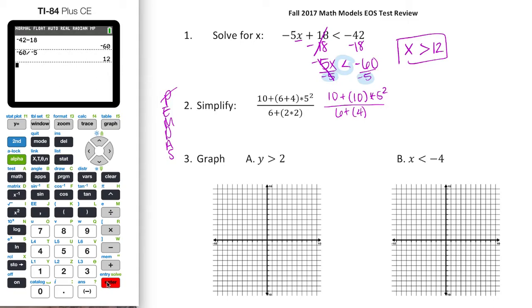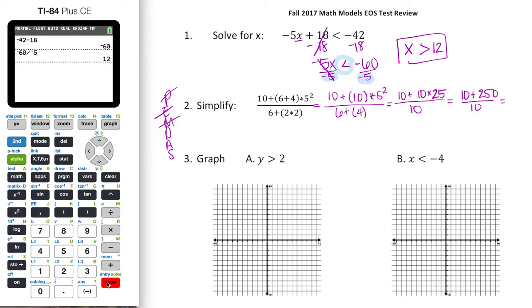Now we need to do our exponents. So our exponents, we're going to have 10 plus 10 times 5 times 5, which is 5 squared, 25, all over. We can reduce this bottom. 6 plus 4 is 10. So now we have covered our exponents. Now on to multiplication. So we're going to have 10 plus 10 times 25, which is 250, all over 10.